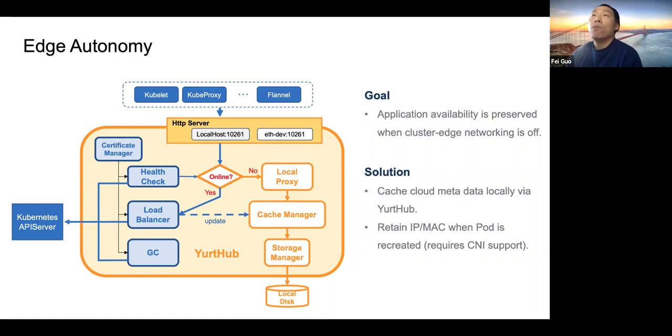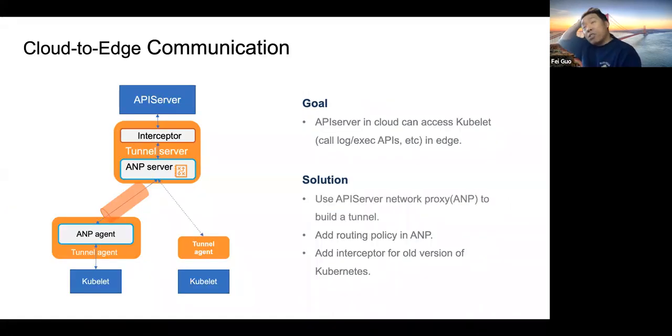I think this is a common way that people resolve the problem: if the node is offline, how do we satisfy the API server requests for the node daemons running in the node? This is the edge autonomy solution. The second one is the cloud edge communication.